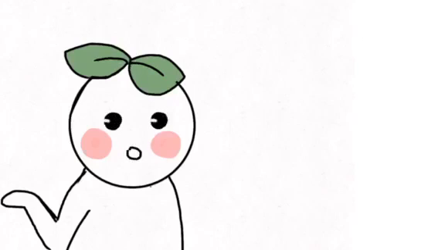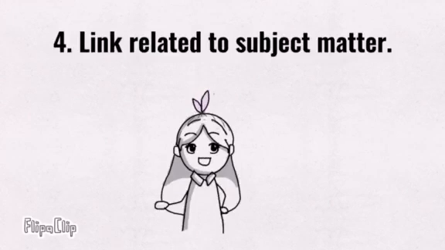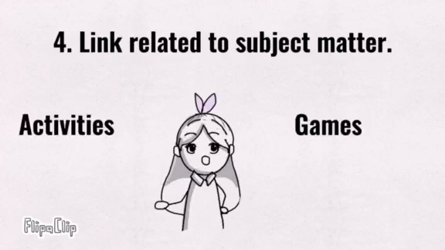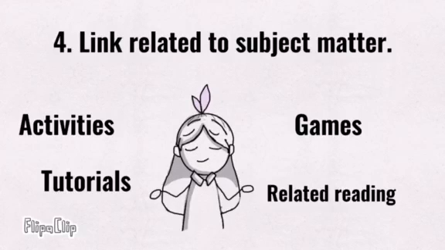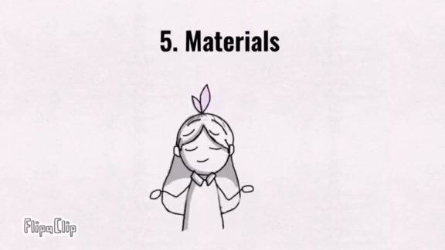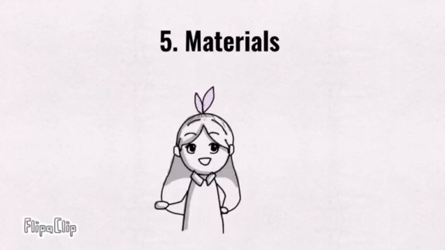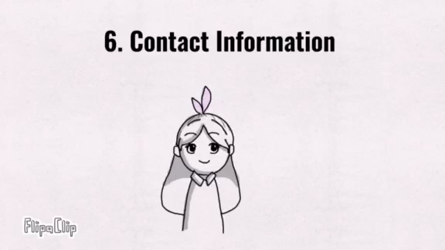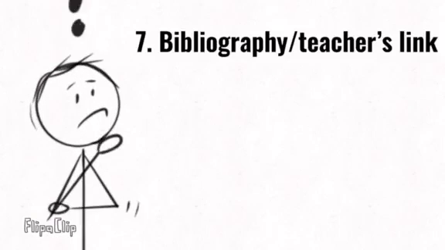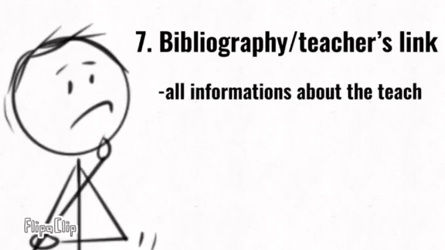This is where the teacher has the opportunity to communicate to his students about anything. Number 4, links related to the subject matter. These include activities, games, tutorials, and related readings. Number 5, materials. This could be any materials that are related to the subject. Number 6, contact information. This includes ways on how the students or parents can contact the teacher. Number 7, biography or teacher's link.